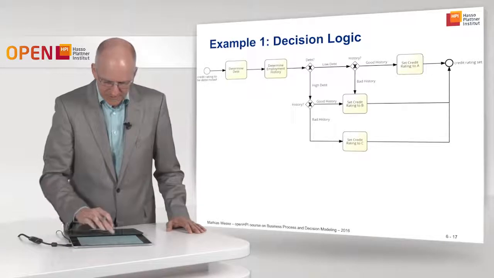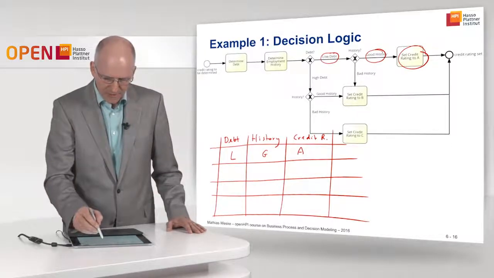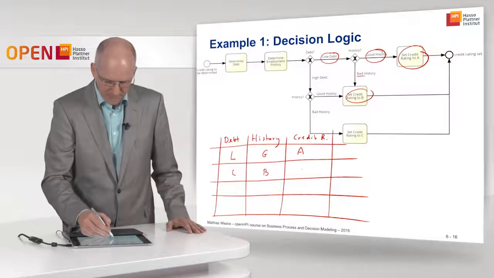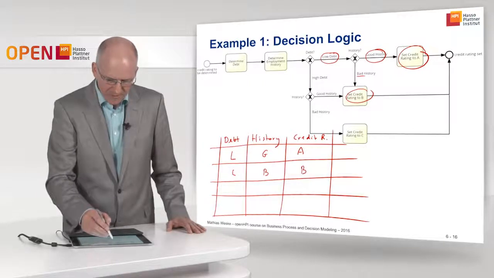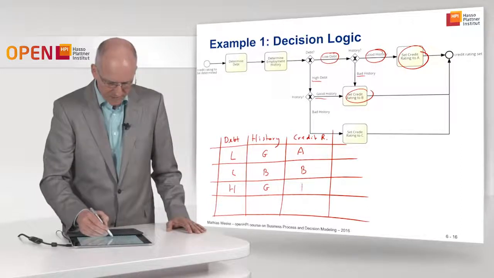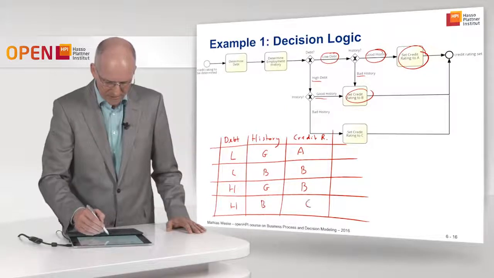If the debt is low and the history is bad, then I come to B. I also come to B if the debt is high and the history is good. So high, good, I also come to B. And finally, I come to C when the debt is high and the history is bad.